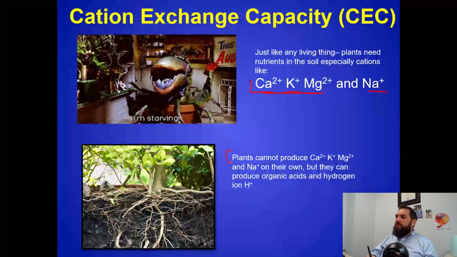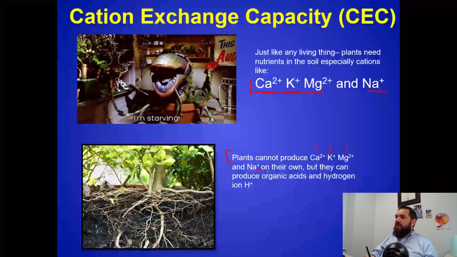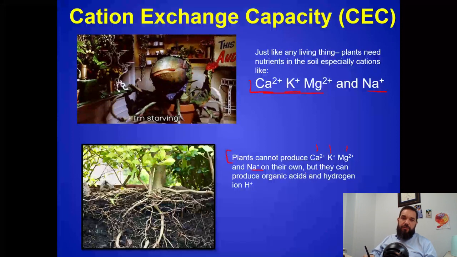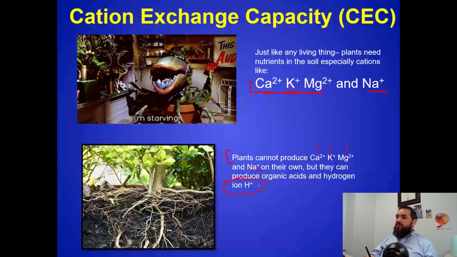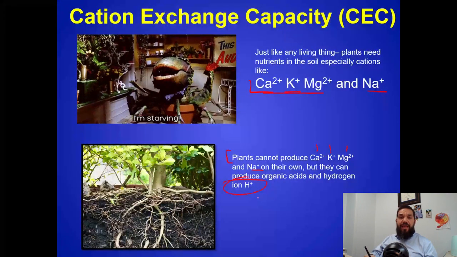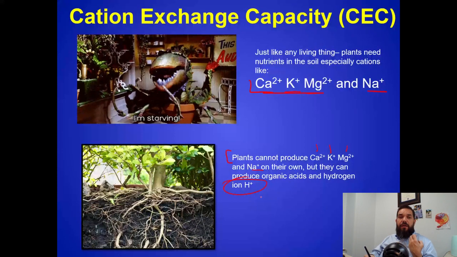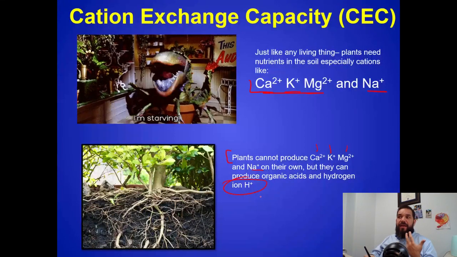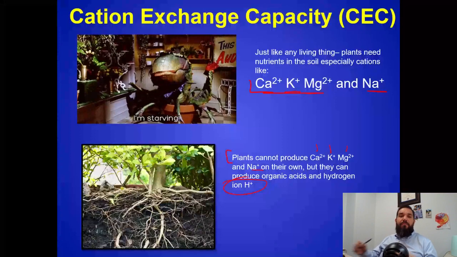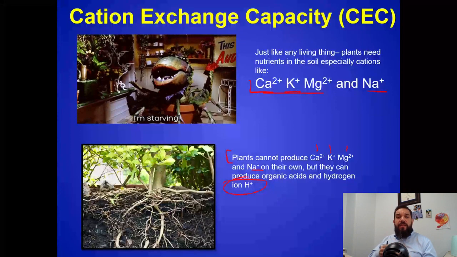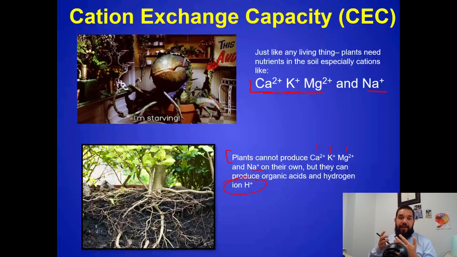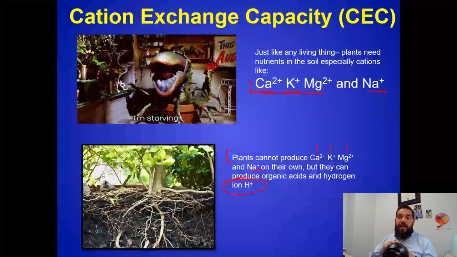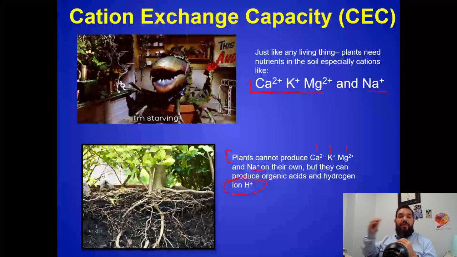Plants cannot produce their own calcium, potassium, magnesium, and sodium. But what they can produce is hydrogen ion. Okay, hydrogen ion, which by the way is acid. Okay, so they can produce organic acids. So what plants do is they actually exchange the hydrogen cation, the acid, with those other cations.